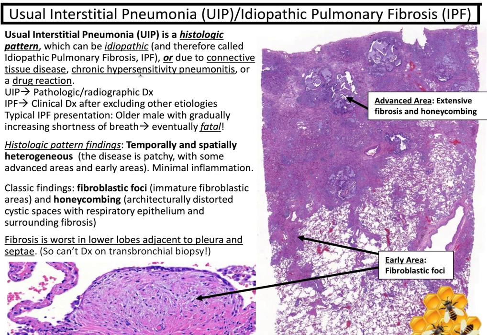Usual interstitial pneumonia is a histologic pattern which can be idiopathic and therefore called idiopathic pulmonary fibrosis, or due to connective tissue disease, chronic hypersensitivity pneumonitis, or a drug reaction. UIP is a pathologic radiographic diagnosis, and idiopathic pulmonary fibrosis is a clinical diagnosis after excluding other etiologies. The typical idiopathic pulmonary fibrosis presentation is an older male with gradually increasing shortness of breath that eventually becomes fatal.